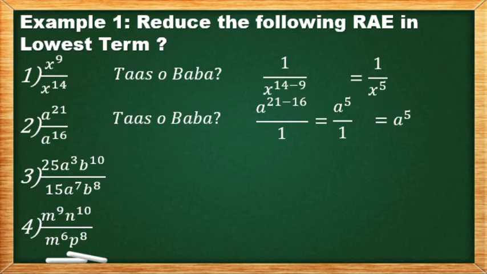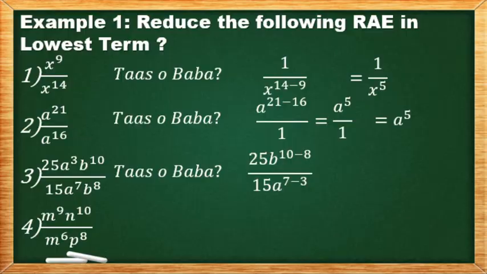Number 3. Meron tayong numerical coefficients na 25 and 15. Unahin muna natin yung mga base. May parehas sila na A, may parehas sila na B. Sa A, may mas mataas na exponent sa denominator side. So therefore, nasa baba yung A. Sa B, nasa numerator side yung may mas mataas na exponent. So that's why nasa taas dapat ang B. So ganito ang mangyayari position nila. We subtract the exponent of B, 10 minus 8, and the exponent of A, 7 minus 3.